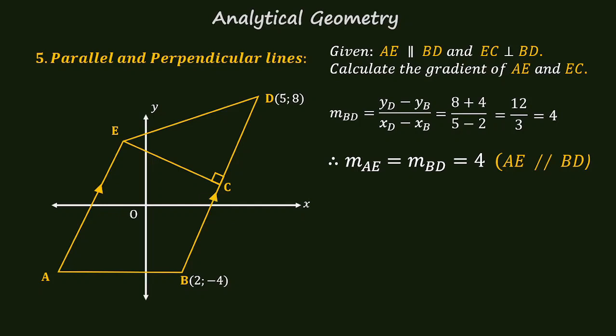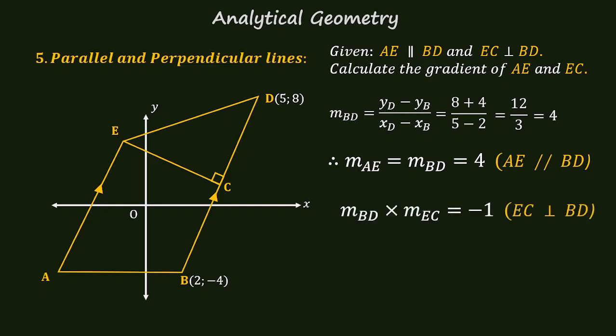Now to find the gradient of the straight line EC, we look at the straight line EC. We do not have any points. E doesn't really have coordinate values, and C also doesn't have coordinate values. So there's nothing that we can do by working with point C and E only. But we're given that EC is perpendicular to BD, and we know that the product of the gradients of perpendicular lines is always -1.